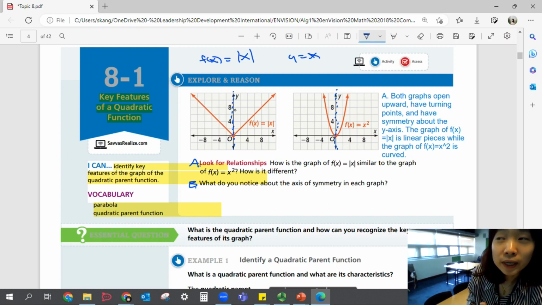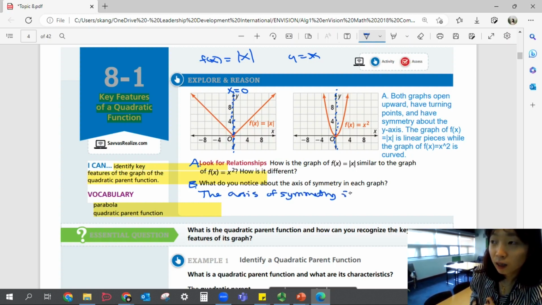Look at the points. Your y is changing, but your x is all 0, right? 0, 1, 0, 4, 0, 8. So this should be a line of x equals 0. So the axis of symmetry is x equals 0 for both graphs.